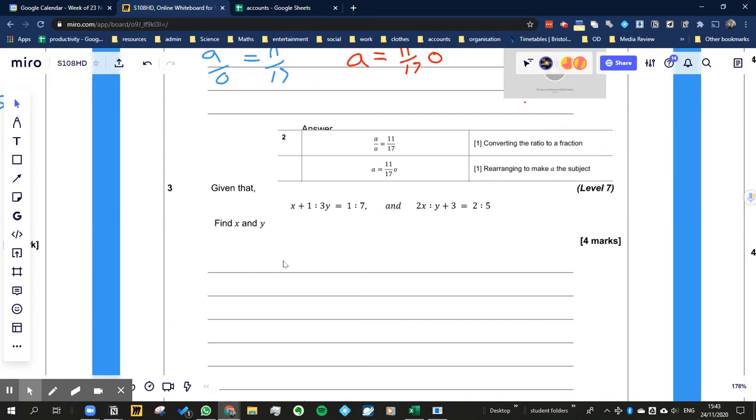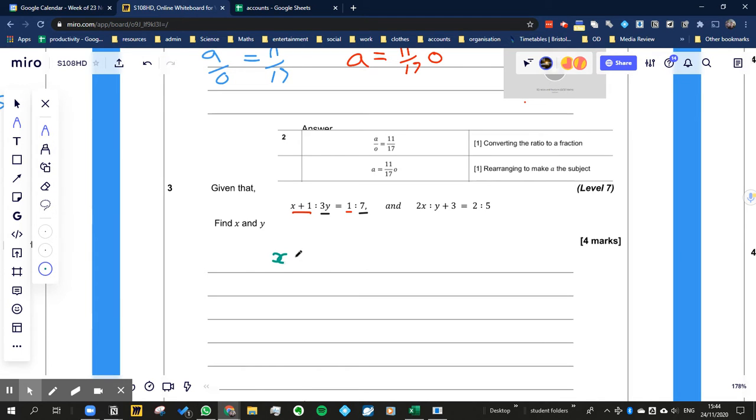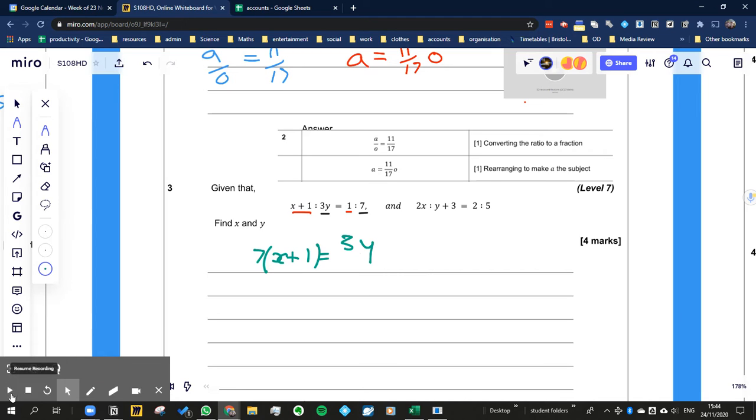So what this is saying is that because this is that to that is 1 to 7, then what that means is that x plus 1 is equal to 3. In fact, we could say it's 7 times x plus 1 is equal to 3y. Okay, it's a bit confusing there. Why did I seem to have swapped the 7 and the 1 around?